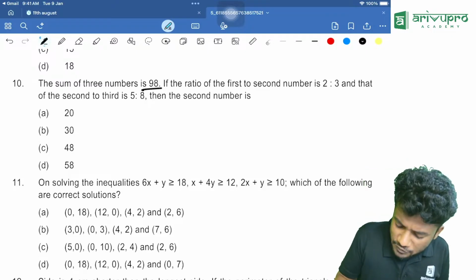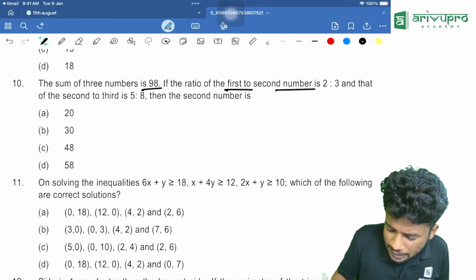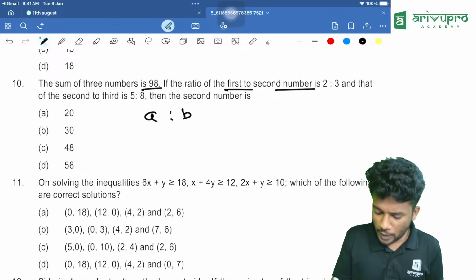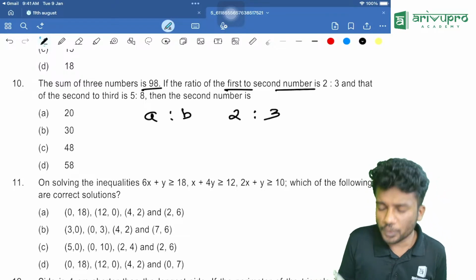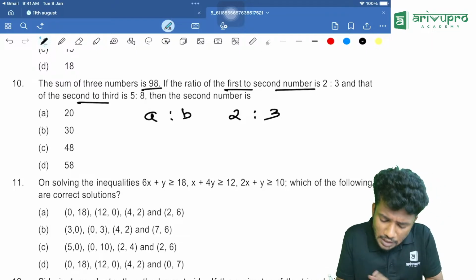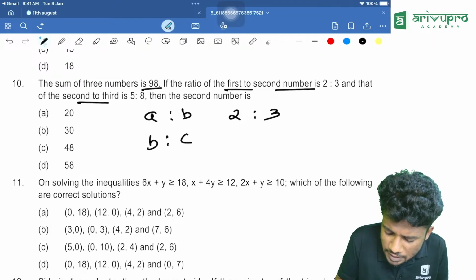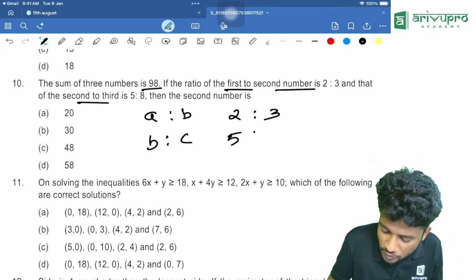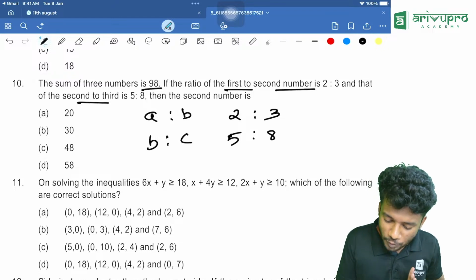Then the sum of the three numbers is 98. That is the first thing we know. Three numbers are there and their sum is 98. If the ratio of the first to second number, that means if the first number is A and the second number is B, is 2:3, and that of the second to the third, that means B is to C, where I am calling the third number C, is 5:8. Now we need to know the second number.